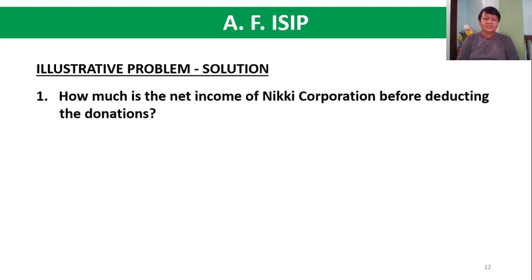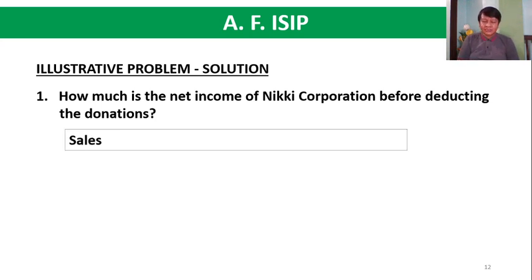So the first question is, how much is the net income of Nikki Corporation before deducting the donations? So let's compute. The first item that we will consider, of course, is sales. We are just like preparing an income statement. So how much is the sales given in the problem? The amount of sales given in the problem is 7,500,000 pesos.